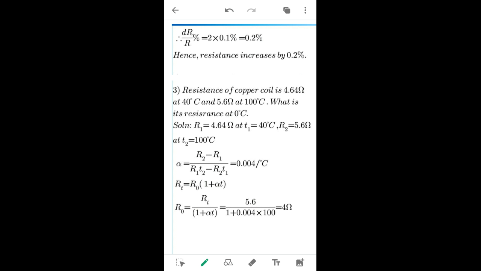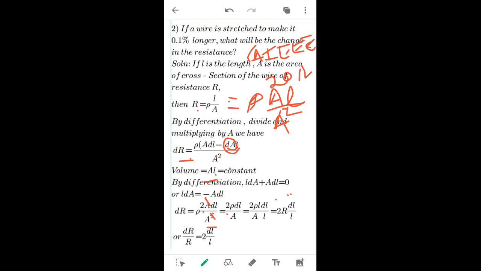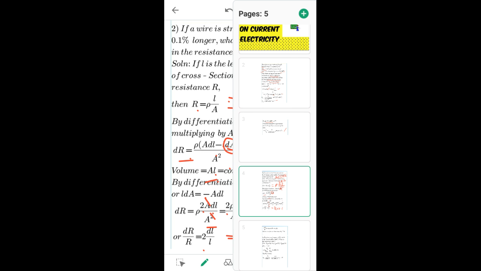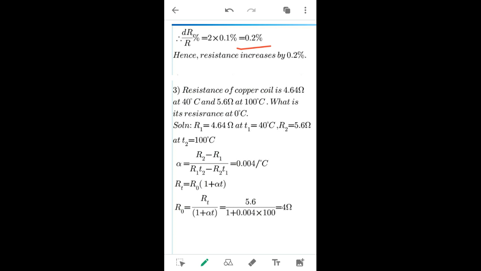So therefore the percentage dR by R, percentage, dL by L is 0.1%. So multiply with 2 because we have got 2 here, right? We have got 2. So here it will be 2 into 0.1, okay, 0.1 we have multiplied here. So it will be 0.2%. Hence the increase in the resistance is 0.2%.